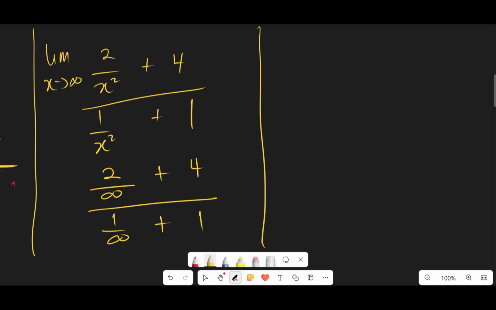Now, what we will do now, we are putting infinity. Now let's simplify. So 2 over infinity will be 0 because it is going to give a tiny number. So we're going to get 0 plus 4 all over 0 plus 1. And that is 4 over 1. And that's going to give us 4. So the answer for this is also 4 as x approaches infinity.